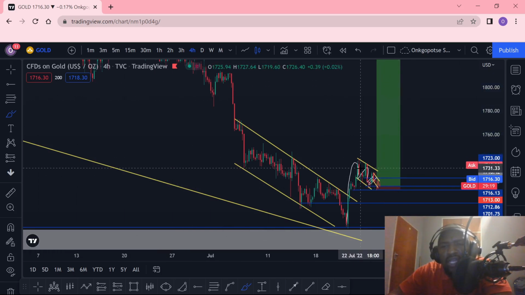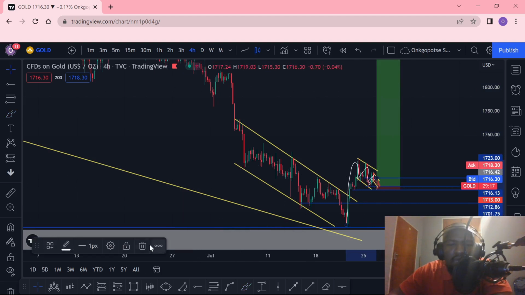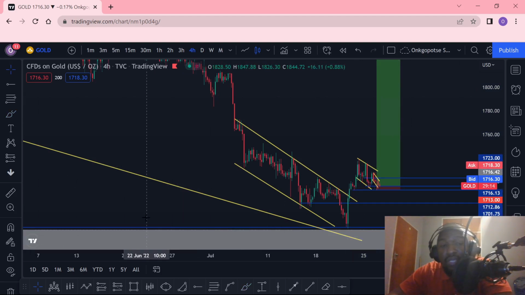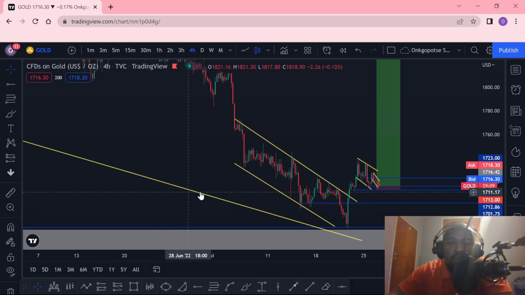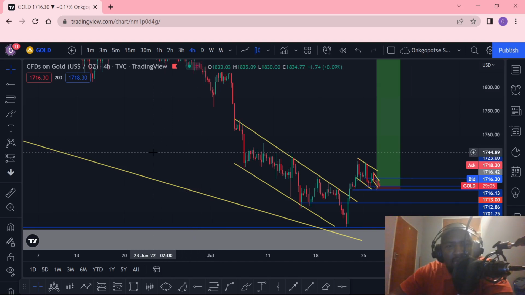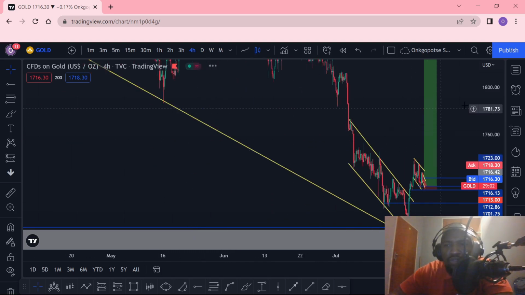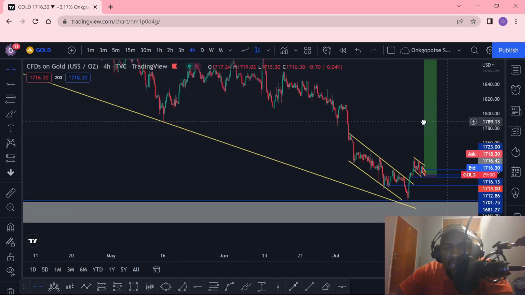So this one, guys, it coincides with what? With the DXY, because remember the DXY is shaping up nicely to sell. So we are looking for selling opportunities on the DXY. So we're going to be looking to buy the gold.